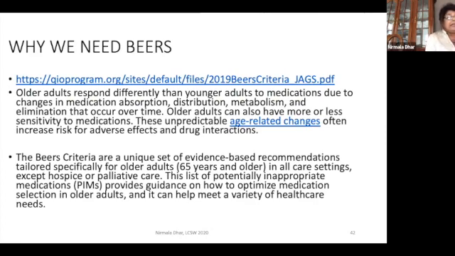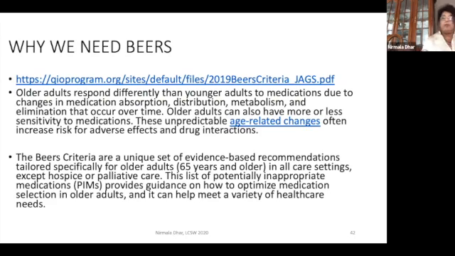And we as an initiative, of which Angela is a part, are actually promoting the use of the Beers criteria. And all of you who are on this training today, if you don't have it, I would strongly urge you to download the 2019 Beers criteria and please distribute it to the rest of your team.